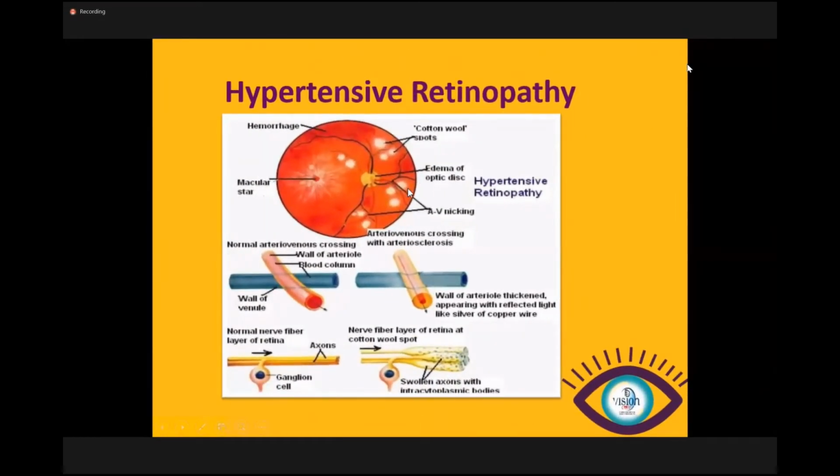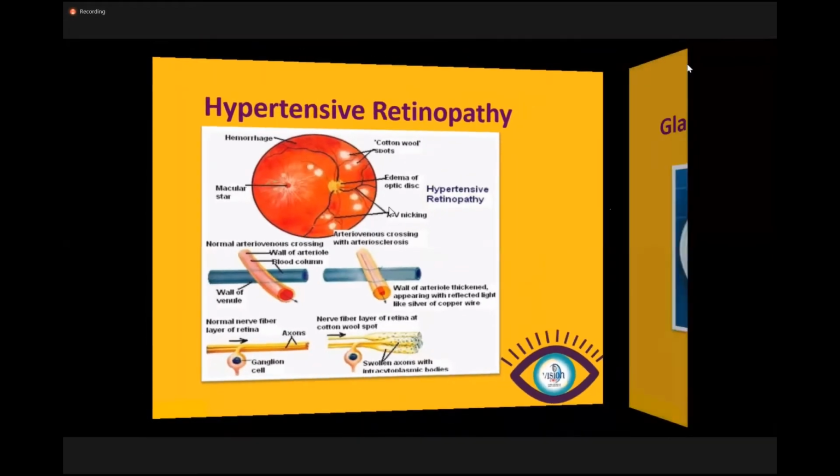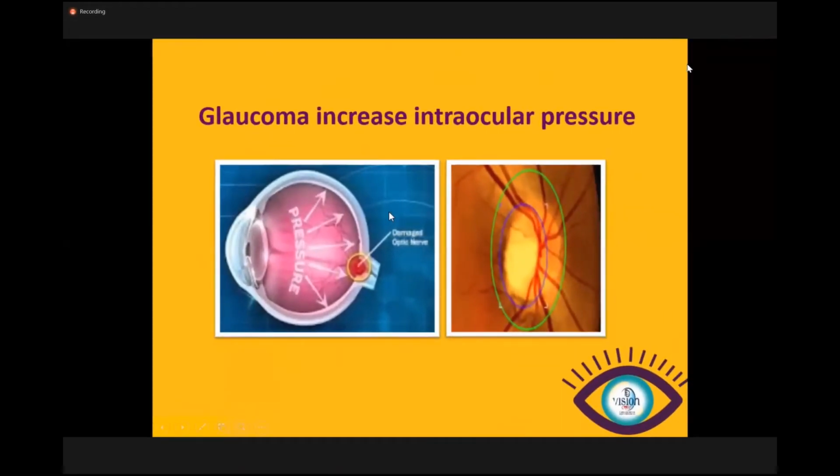What happens is the wall thickens, coated with fat, so sometimes there is blockage, and hemorrhage also occurs. So the difference between diabetic and hypertensive is that in hypertensive, the blood vessels constrict. You will notice cotton wool spots and the silver wiring, where the blood vessels look shiny.